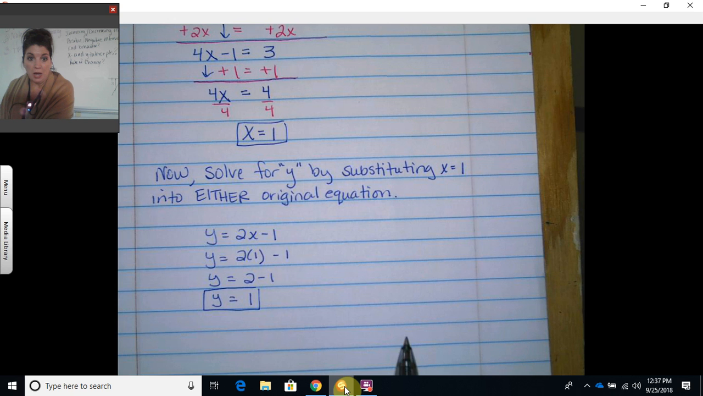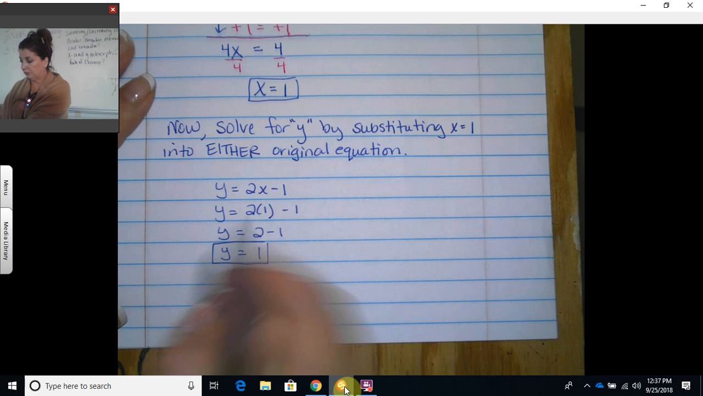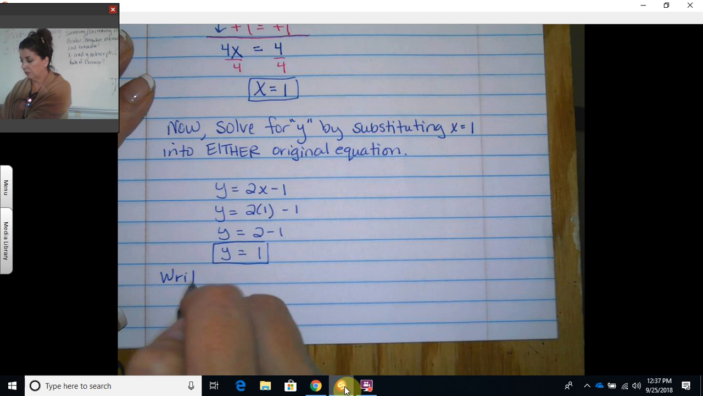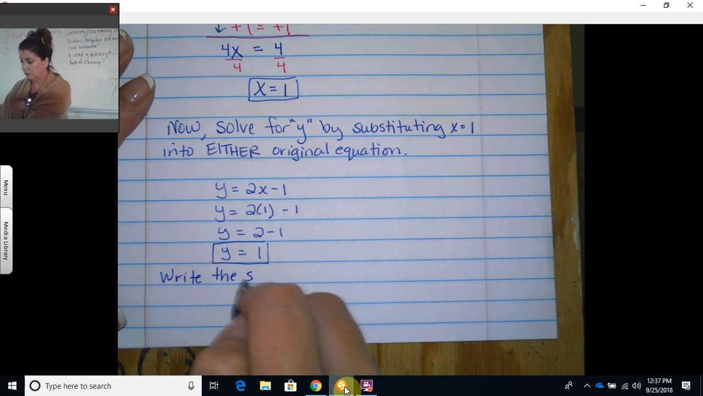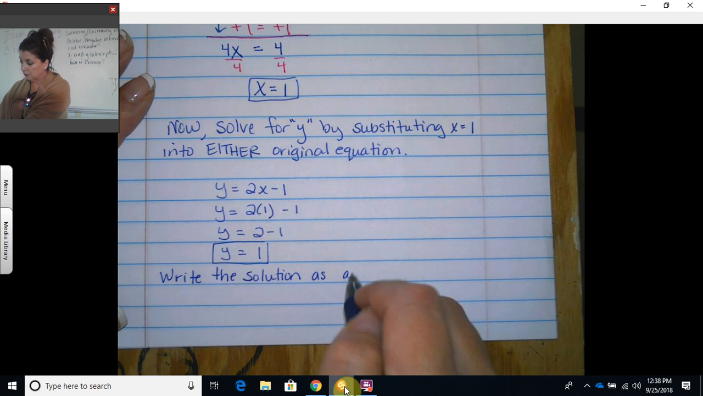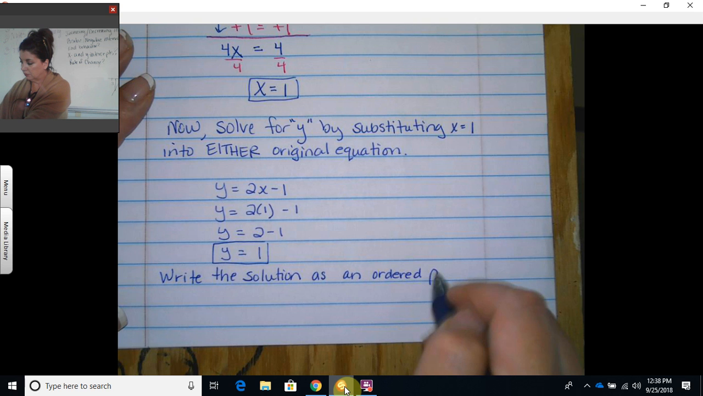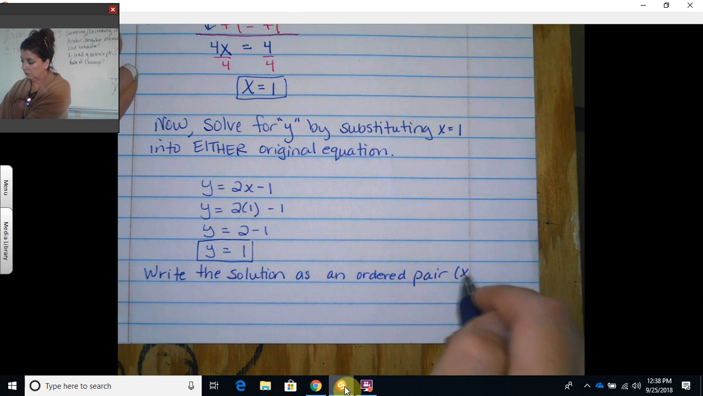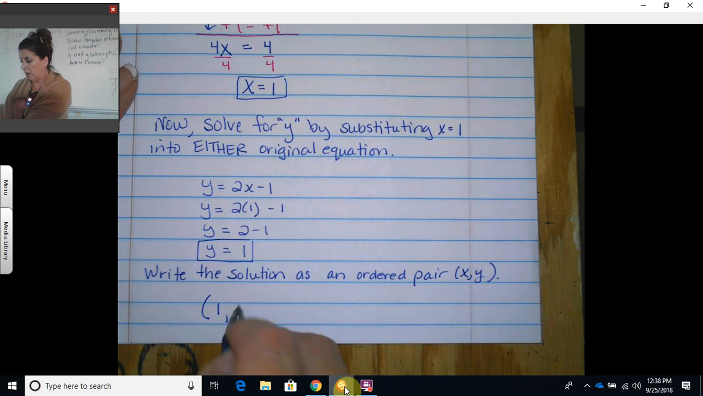So if I were to graph these, they would intersect each other at the ordered pair 1, 1. So we need to write our solution as an ordered pair. So x is 1, y is 1. And that's my answer.